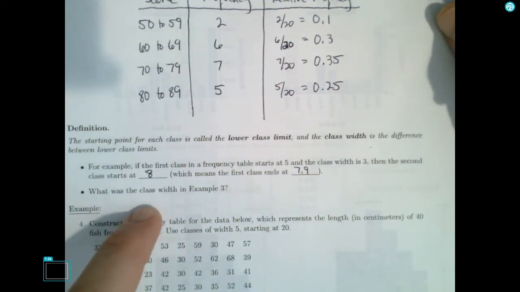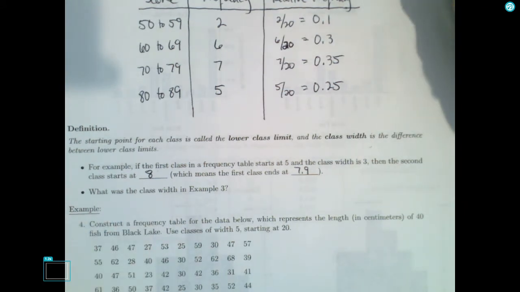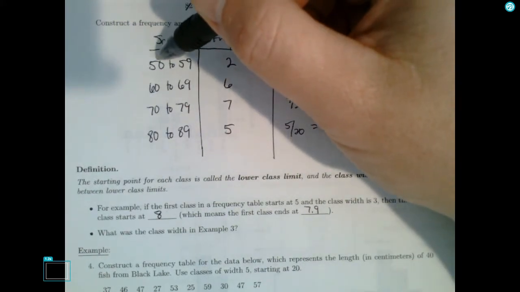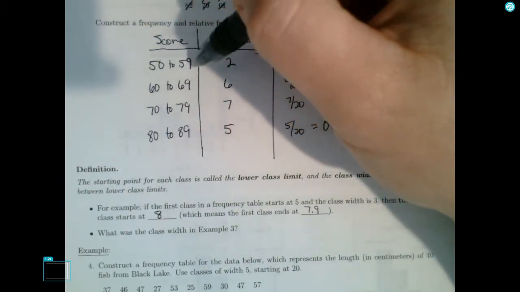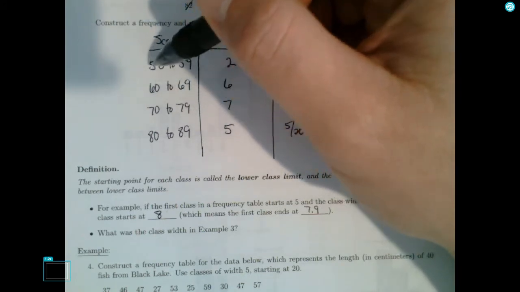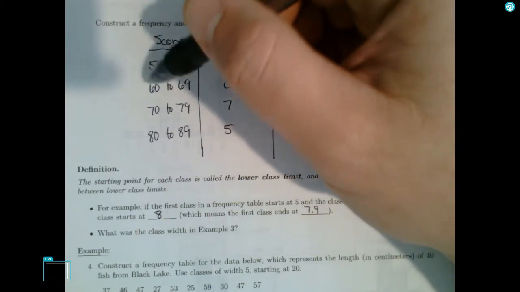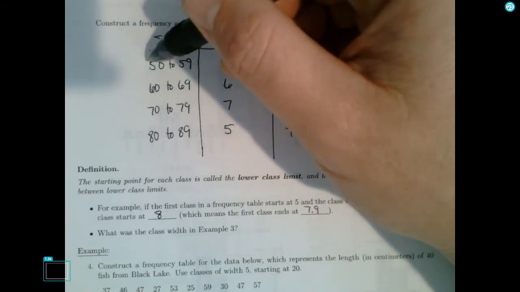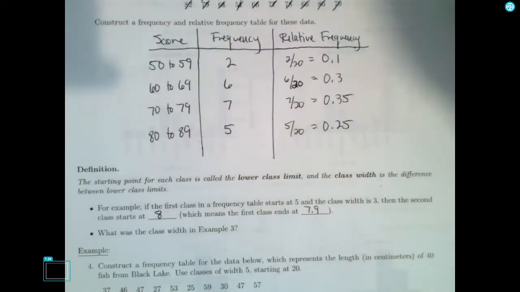Okay, so what was the class width in example 3? Well, we've said it already a couple times, right? If you're looking at it like, oh, this goes from 50 to 59, so the class width is 9, you're wrong, okay? Because that's not what the class width is. The class width is the difference between consecutive lower class limits. So 50 to 60 would be 10, right? So the class width is actually 10. So what's the class width in example 3? It's a class width of 10.